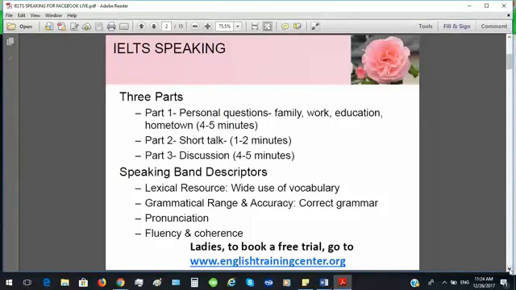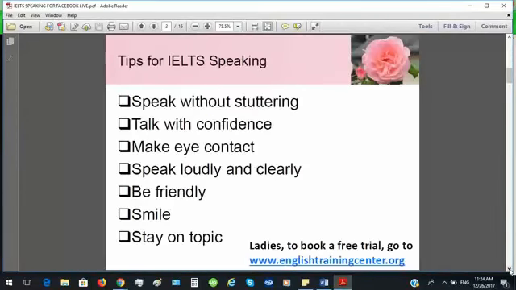So try to feel comfortable and speak fluently. Try to speak as you would if you're speaking your first language. And make sure that everything that you say is clear to the examiner. And of course, you should practice with a native speaker in advance.